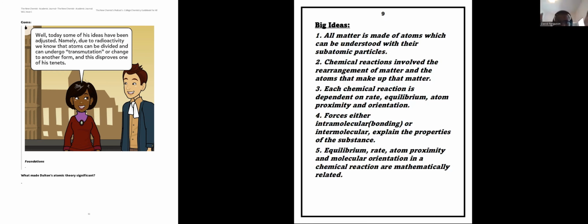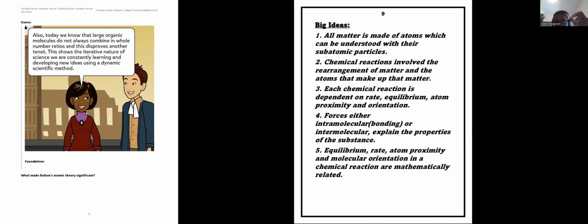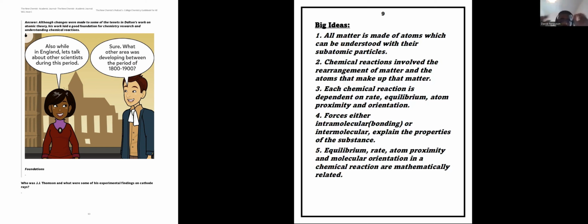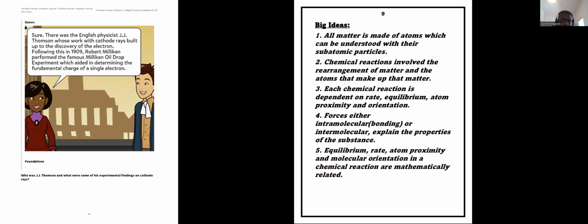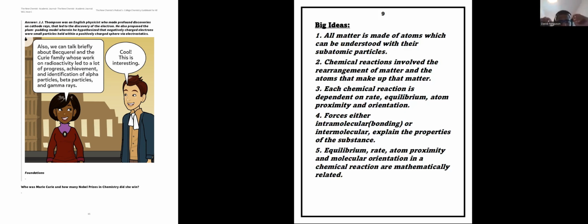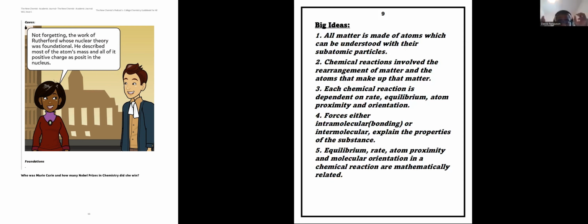Force is either intramolecular, so bonding, so covalent or ionic or dative bonding, or intermolecular, your H bonding, your London dispersion forces, all of those things. They explain the properties of the substance. Dipole-dipole interactions, intermolecular bonding, all those things. Van der Waals interactions. And then five, equilibrium, rate, atom proximity, and molecular orientation in a chemical reaction are mathematically related.